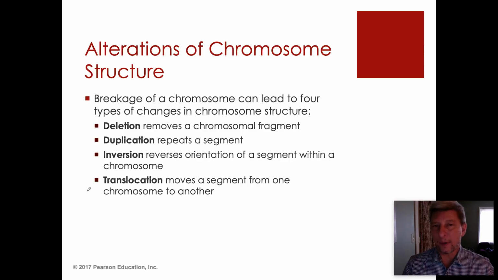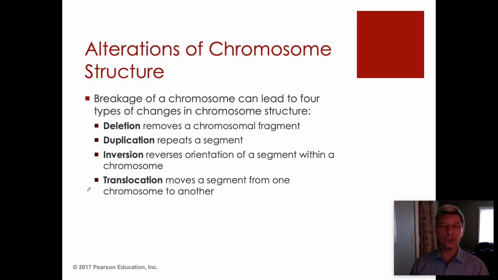Another thing that can happen, completely different from a non-disjunction event, is a breaking of a chromosome during the meiosis process. And this can lead to 4 different types of changes in chromosome structure. We'll start with the easiest one, which is a deletion of a particular chromosomal fragment. So you're missing a gene or maybe several genes. A duplication occurs when, for some reason, a segment of a chromosome is reproduced, and so there's 2 copies of that segment, or maybe even more than 2 copies of that segment on a given chromosome.